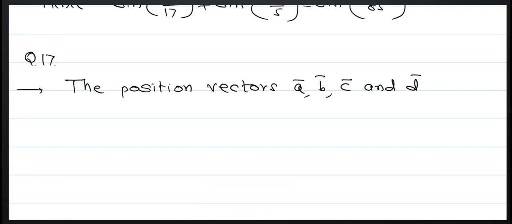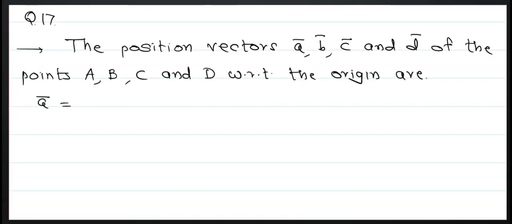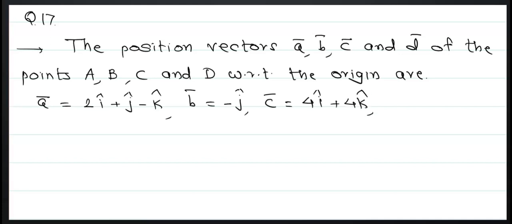The position vectors A bar, B bar, C bar and D bar of the points A, B, C and D with respect to origin. A bar is equal to 2i plus j minus k, B bar is equal to minus j, C bar is equal to 4i plus 4k, and D bar is equal to 2i plus k.